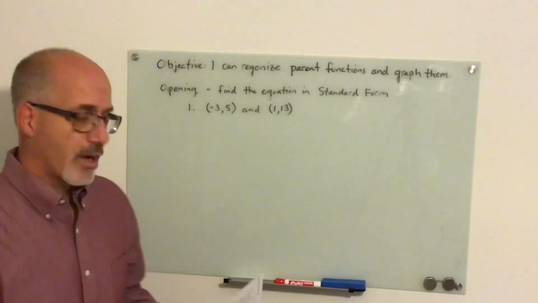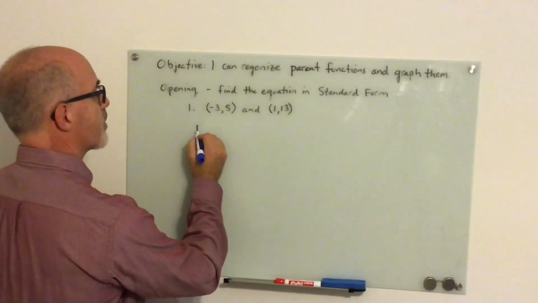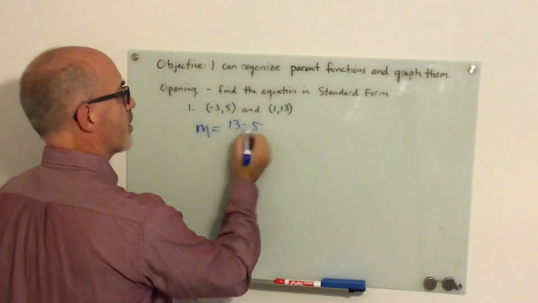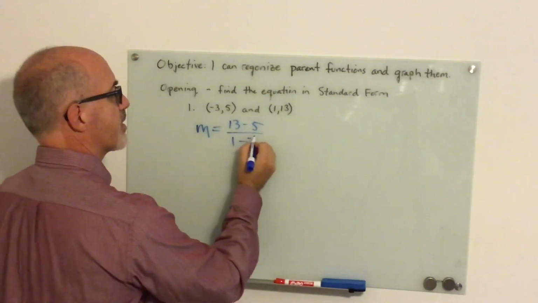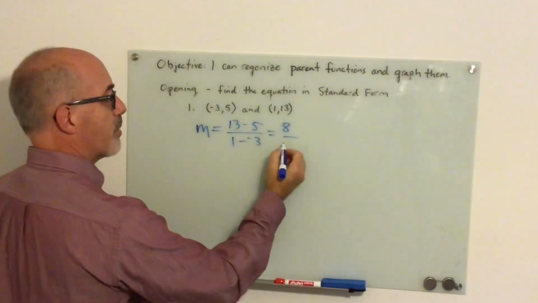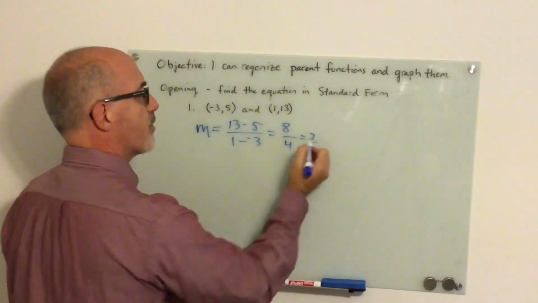Now that you've tried the problem, let's go ahead and find the slope. So the slope of this one is you take the difference of the y's over difference of the x's. So you get 8 over 1 plus 3 minus the negative is 4. So it gives me a slope of 2.